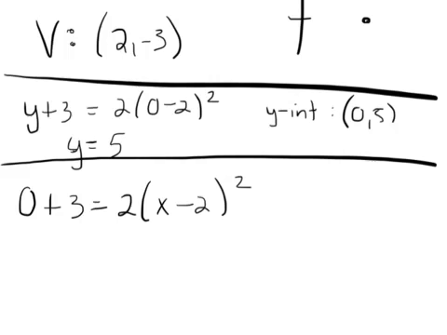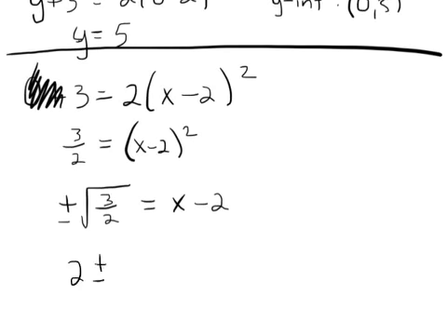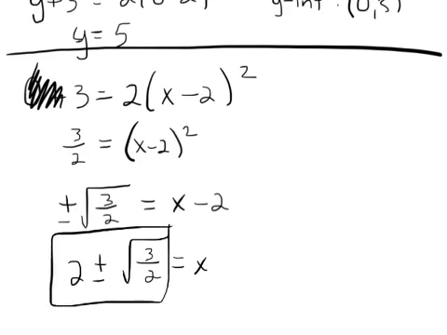Okay, the 0 plus 3 just becomes 3. Is that clear to everyone? I can get rid of the 0 plus right here, which becomes a 3. Divide by 2. Get rid of the square. How do I get rid of the square here? Square root. And then add 2. So these are my 2 x-intercepts here.